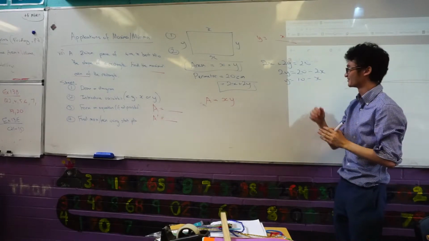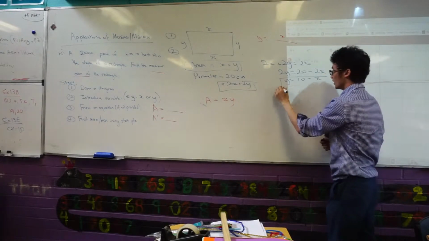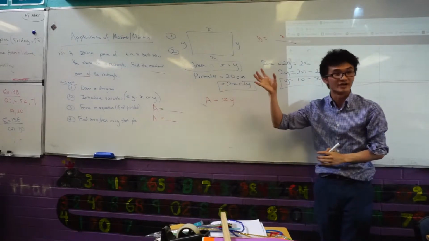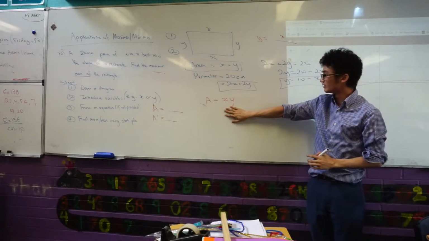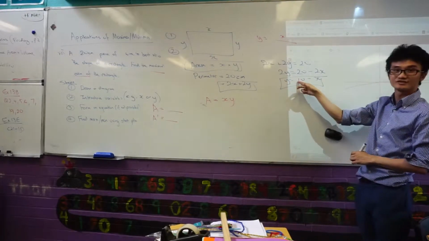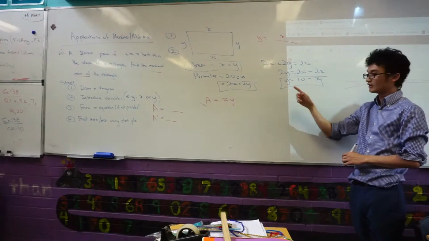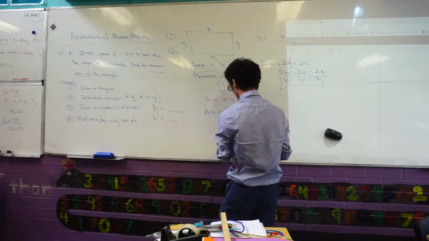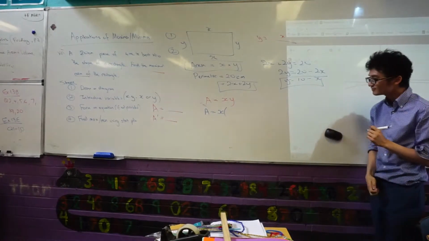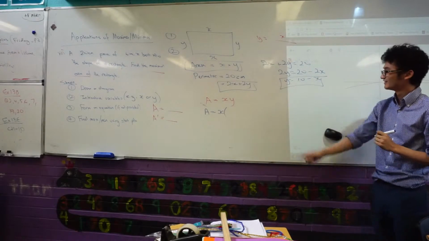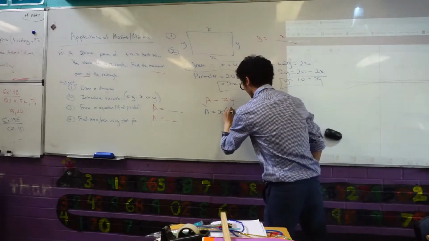Why do I want this? Well, when I'm trying to take the derivative, I really only want one variable in there. And that's what I've done here. I can express y not just as y. y is also the same as 10 minus x. So, in this case, my A is now x multiplied by what? It's not just x times y. It's x times 10 minus x.